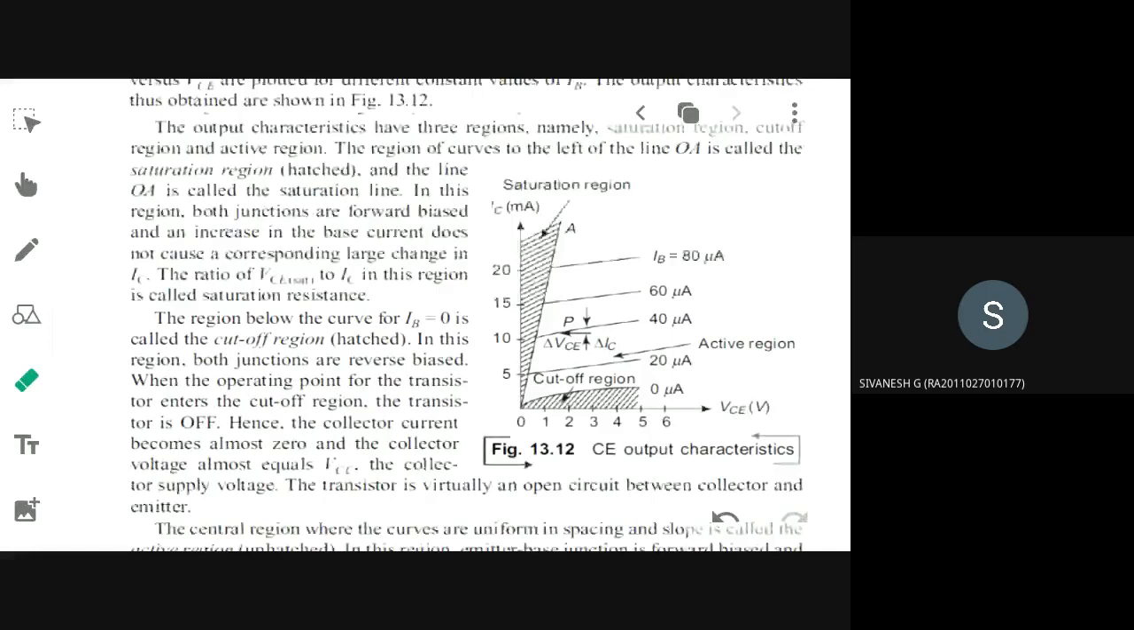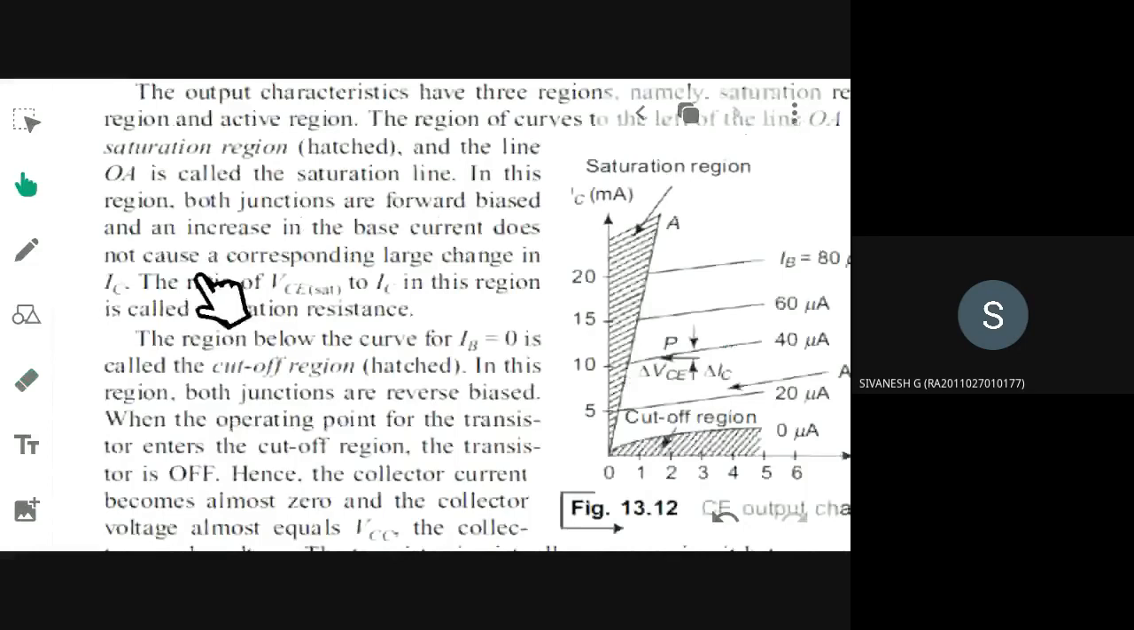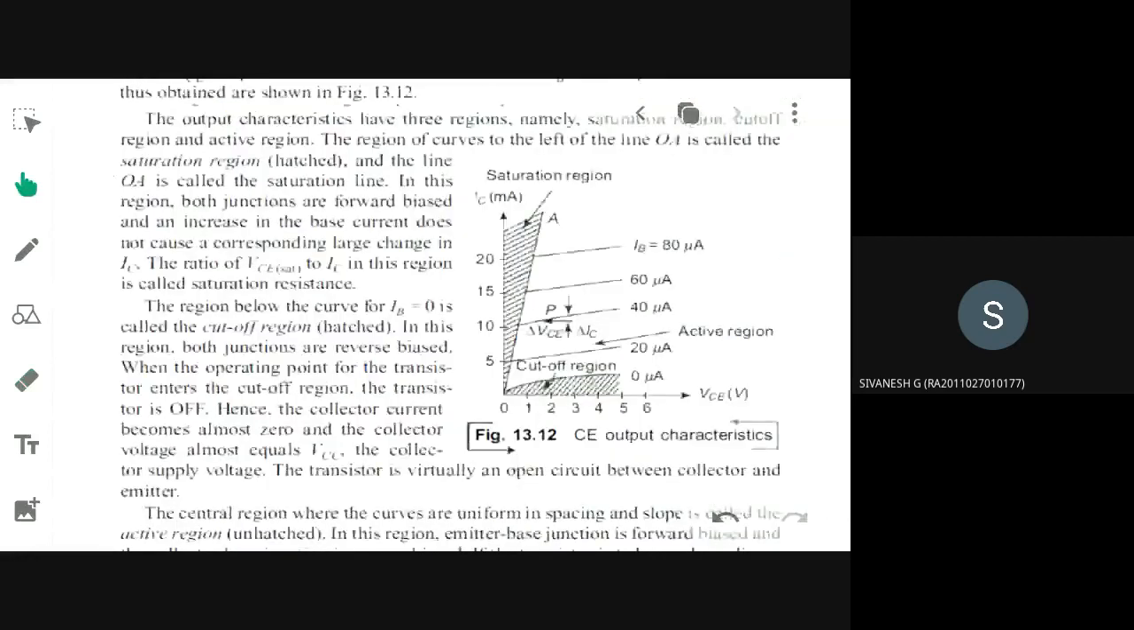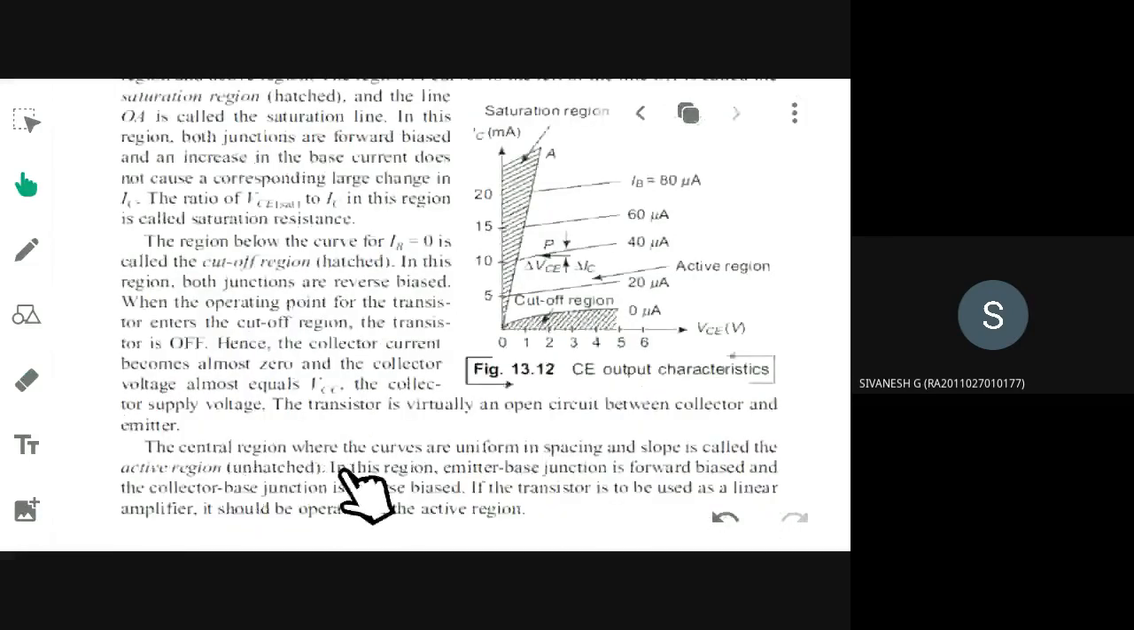You can see the definitions and all they have made. What is the saturation region? It is achieved when both the junctions are forward biased. And the cutoff region when both the junctions are reverse biased. And the active region when the emitter base is forward biased and the collector base is reverse biased, where it acts like an amplifier. All these things are described here. Take care in varying the parameters and in what nature the curves will shift. That difference is enough, but all the things will be almost the same.